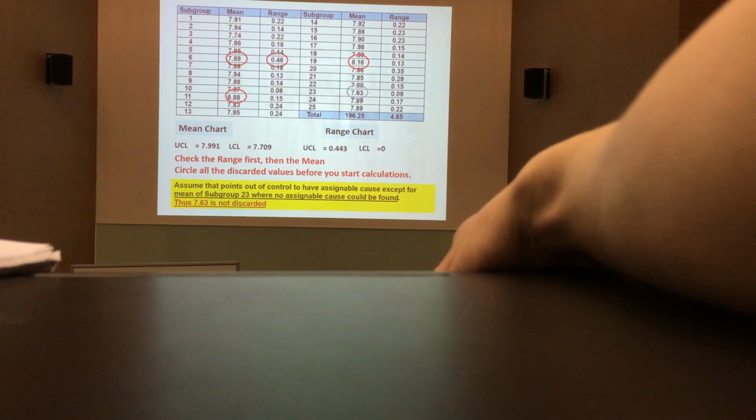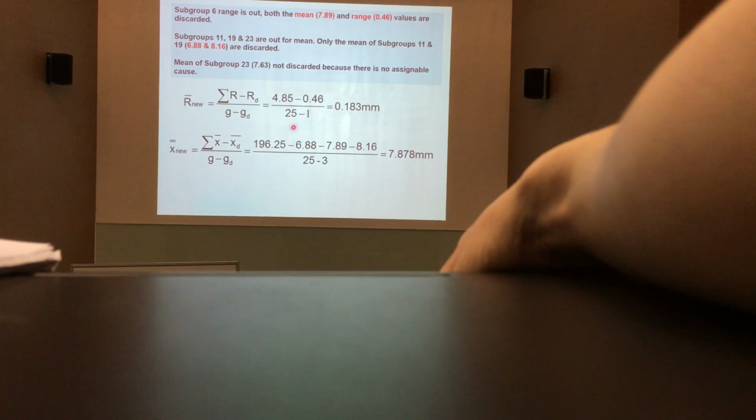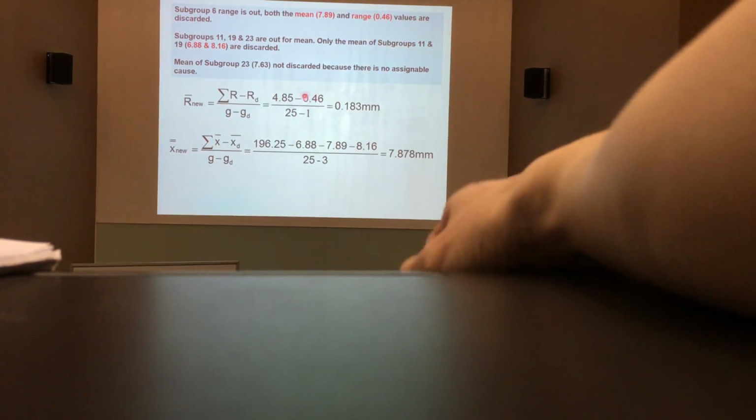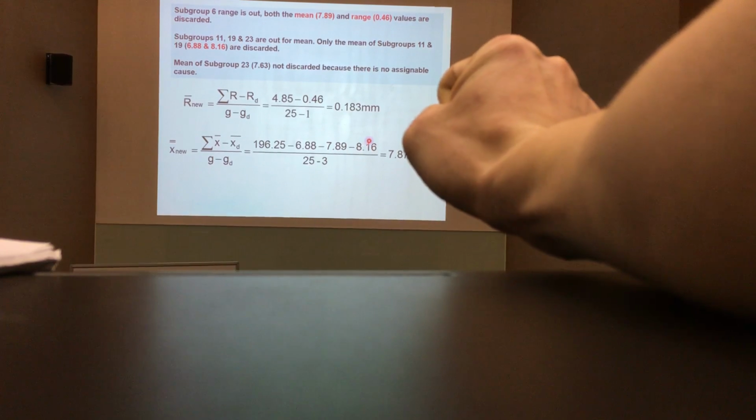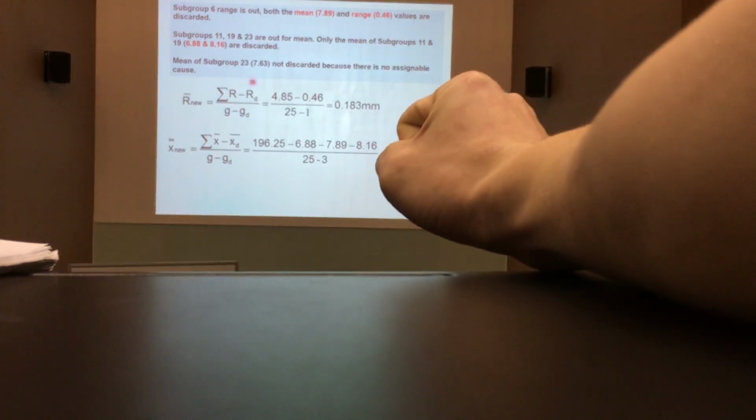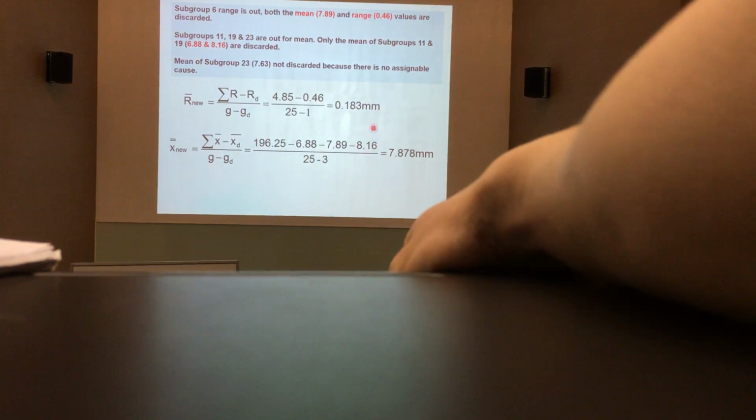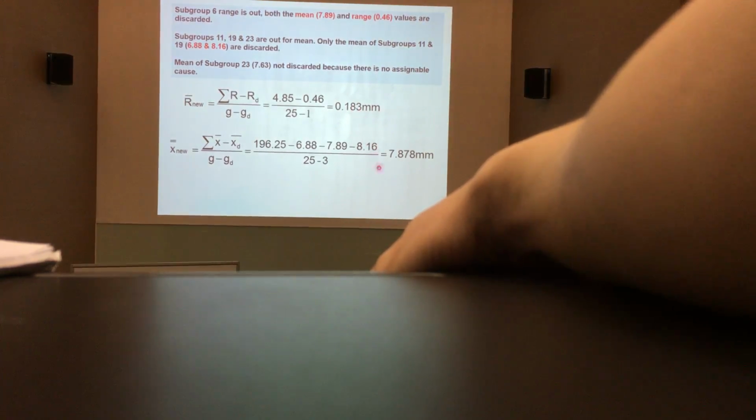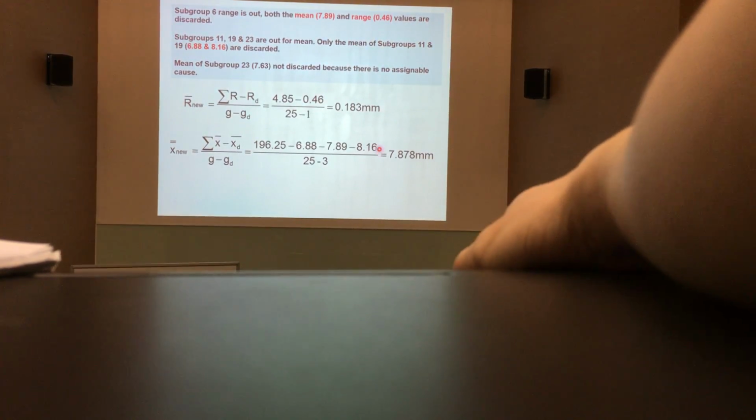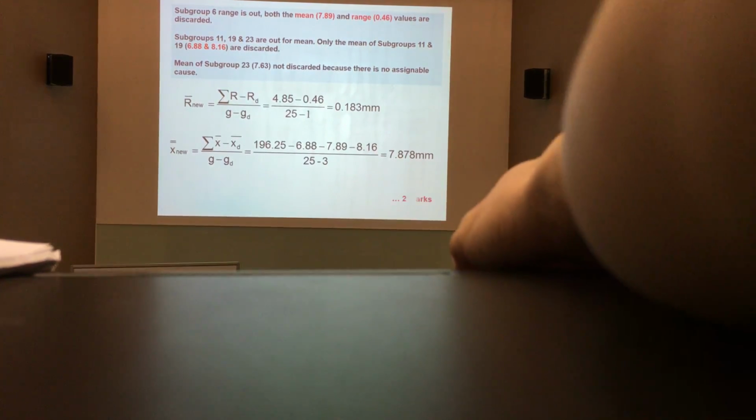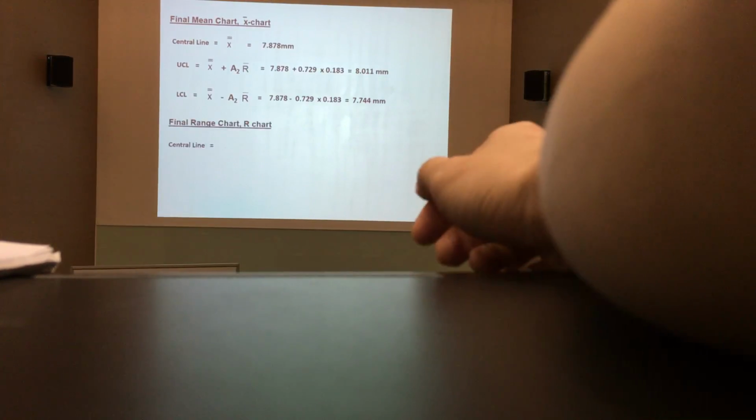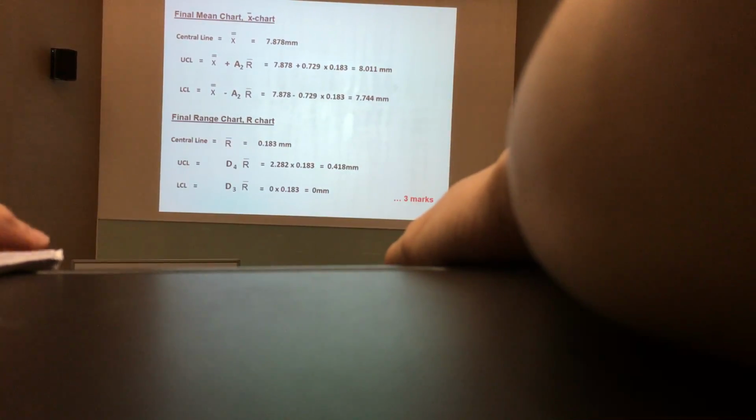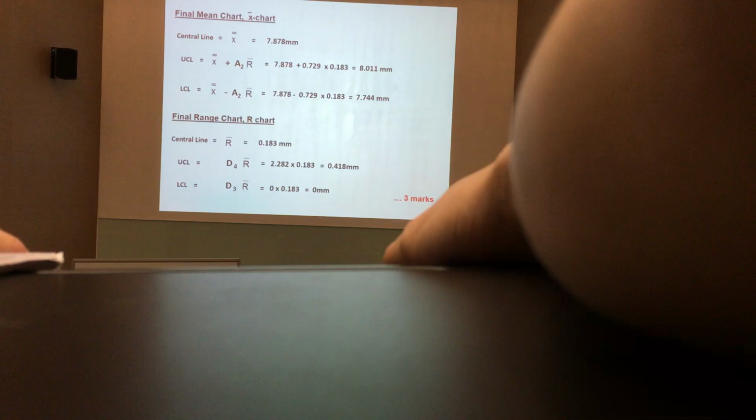Once you look at this, you realize that we will throw away 1 range and 3 means, not 4. So you get the new values. With these new values, you substitute back into the formula one more round, and that is your final answer. If you work up to this part here, you will get 12 marks.